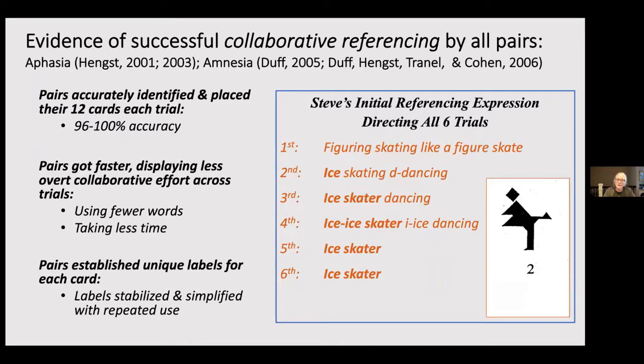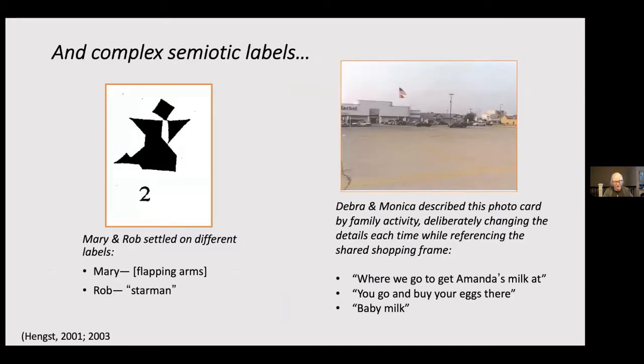This is illustrated nicely in this series of initial referencing expressions that Steve used for this tangram card that he ended up calling the ice skater. We also found complex semiotic labels, like Mary's use of a flapping arm gesture for this tangram card, a card that her son called just simply Starman. Or like Deborah and Monica, each time they referenced this image of a grocery store in the mall, they deliberately described different activities they did in that mall.